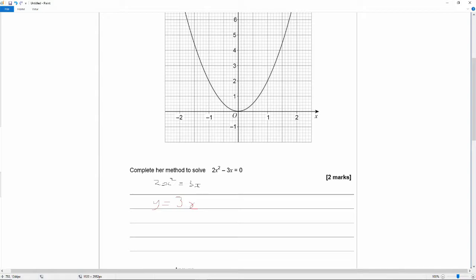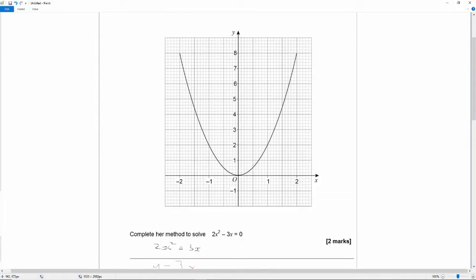When x is 1, y is going to be 3. And when x is 2, y is going to be 6. So there's 3 points. I only actually need 2. So I'm going to draw my line from the origin up to y equals 6, where x equals 2, because that's a nice long straight line. And I just want to make sure that it does indeed go through the point where x equals 1, y equals 3. Okay, so that's my y equals 3x.